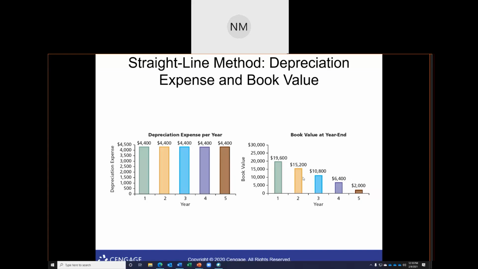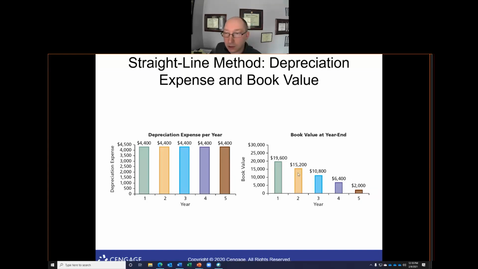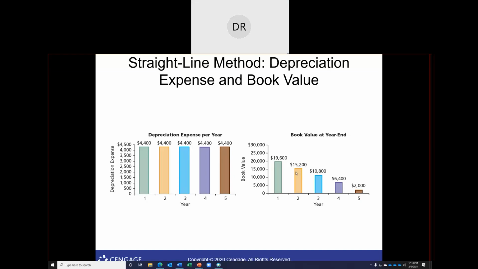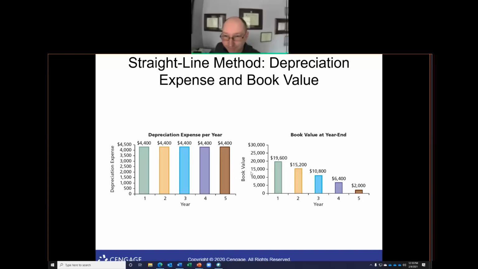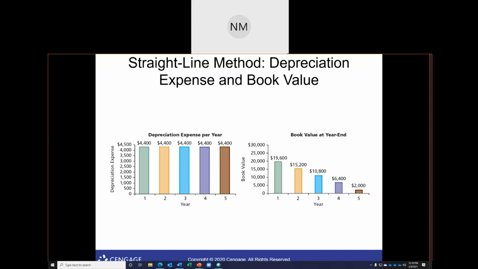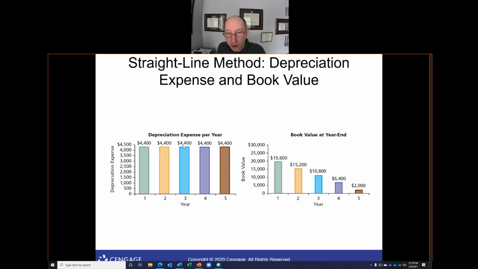No. So, go ahead, answer a question. Natisha, can you rephrase that question? So like you see how it goes across and it's 4,400. So it's showing how much is taken away from it each year versus book value. It shows how much it's worth each year. That's correct. Yep, absolutely. So every year I depreciate $4,400.